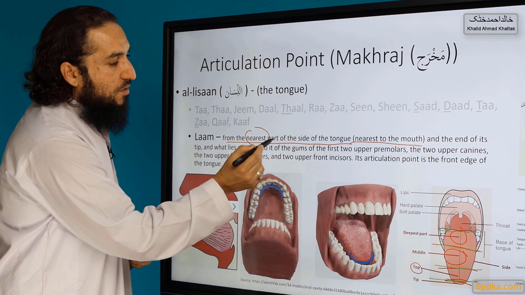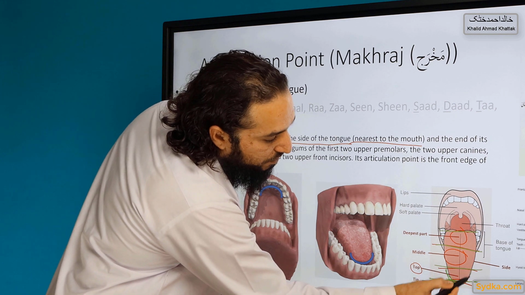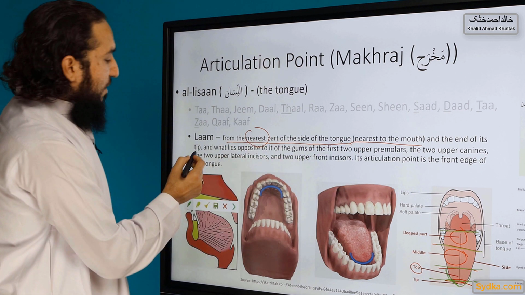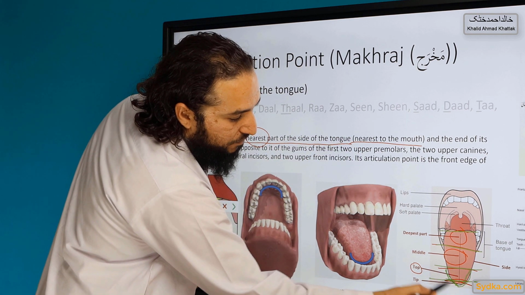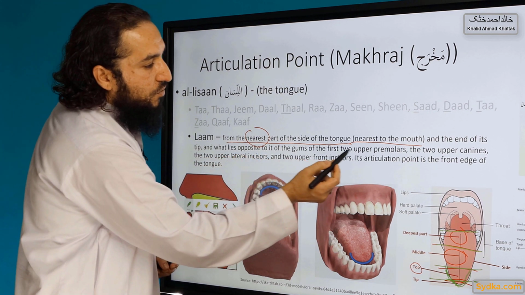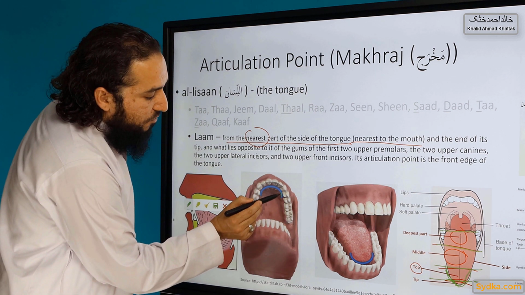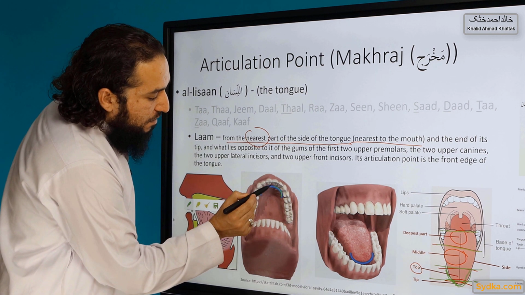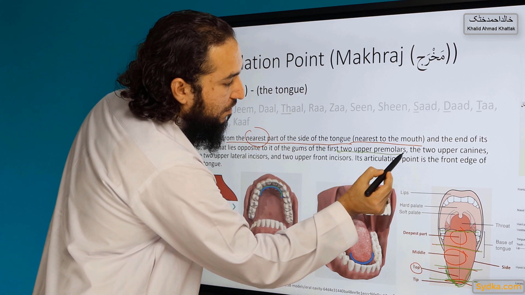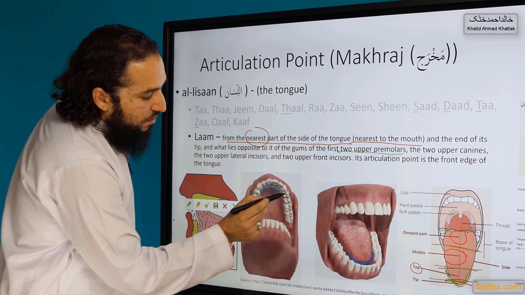So it says from the nearest part of the side, so it's actually from here to here, or from here to there, it's referring to that, and at the end of its tip, so it's referring to that, from here to there. Okay, the tip, what lies opposite to it of the gum of the first top two inside of premolars. So whatever lies opposite to it. So if you see here, start from here to there. Two upper premolars, this one and that one.